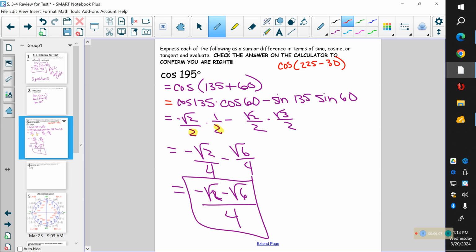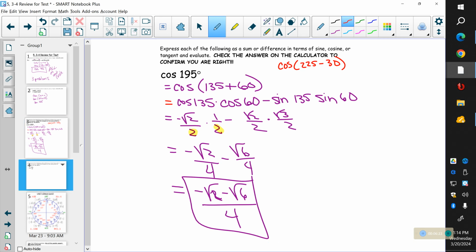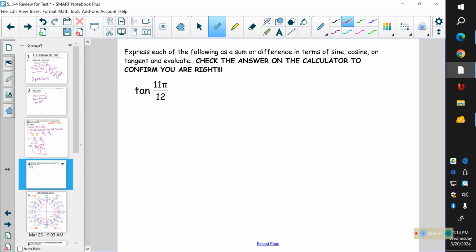Yes? Sometimes these are just changing in the signs. You always get square root of 2, 6, and 4. Generally speaking, those are the numbers you're going to get, but not always, so be very careful, especially if it's tangent. Yes? So there's the cosine. Are we good? Now I'm going to do a tangent.